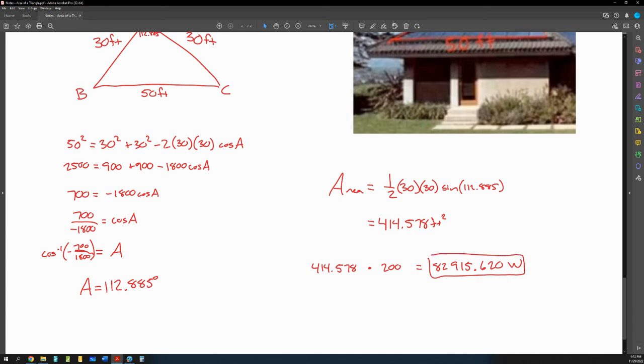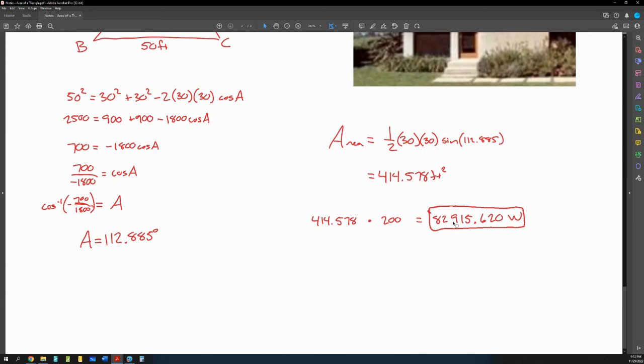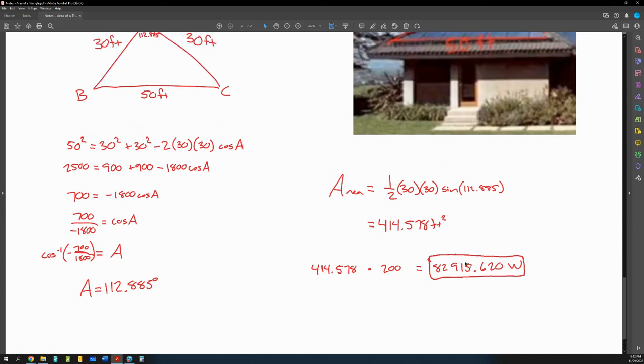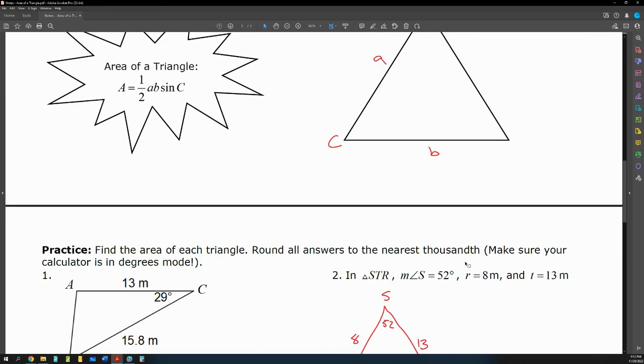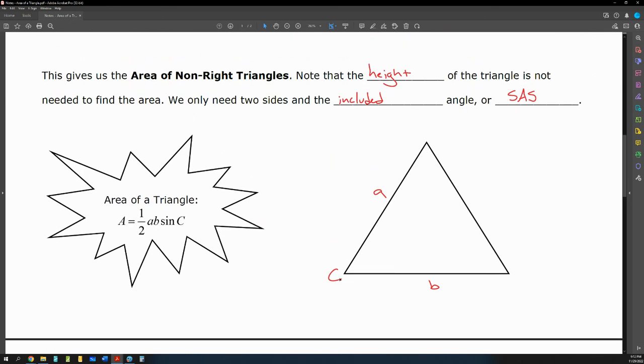So in 1 hour, this solar panel is going to produce a whole lot of power, about 82.9 kilowatts. All right, so this has been our notes on the area of non-right triangles. In summary, we need side angle side, two sides with the included angle. We can use this formula here. Notice that we do not need the height of the triangle, which is really nice.